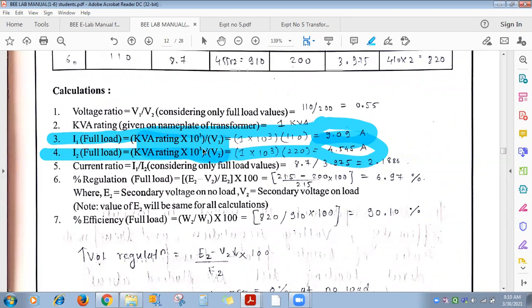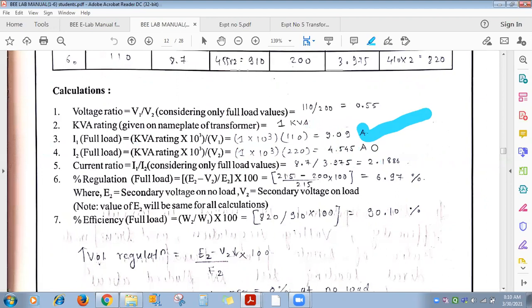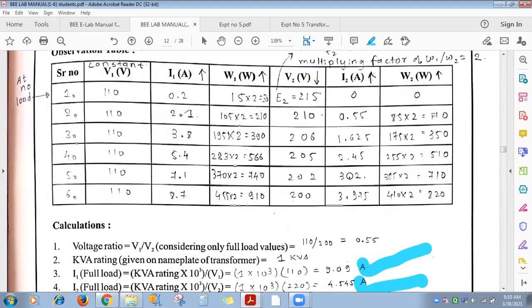So what is its application? Once you get these values, it means you know how much load you can put on the transformer, so that the current in the primary should not be more than 9.09 ampere and the current in the secondary should not be more than 4.545 ampere. That is its application. You can see here all readings of I1. If you see the observation table, the parameters are V1, I1, W1, V2, I2, W2. What is the value of V1?